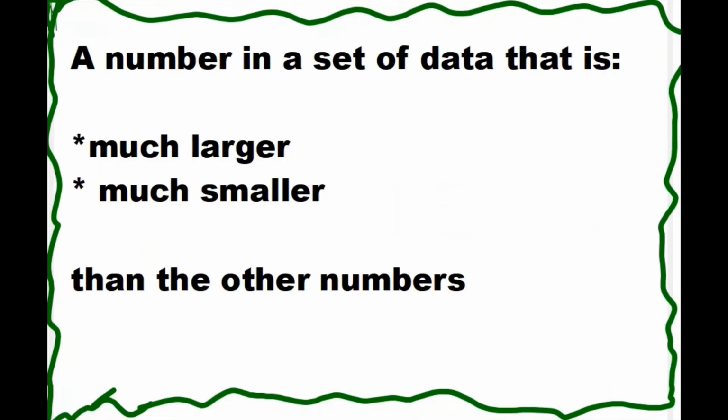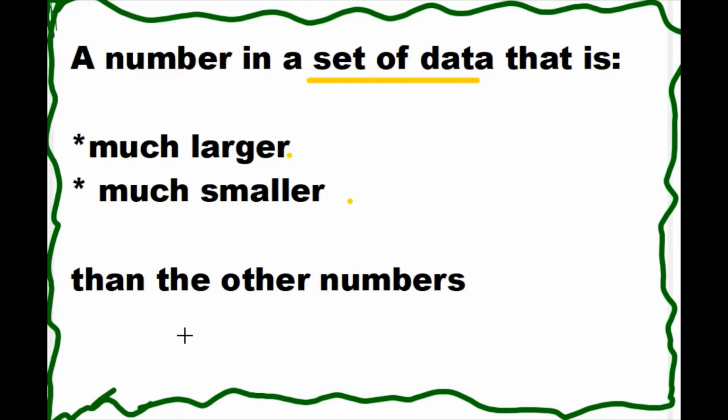In this video we'll be talking about outliers. So I'm first going to define the term outliers so that we are able to determine outliers when given a sequence or a set of data. So what are outliers? An outlier is a number in a set of data that is much larger or much smaller than the other numbers in the sequence.